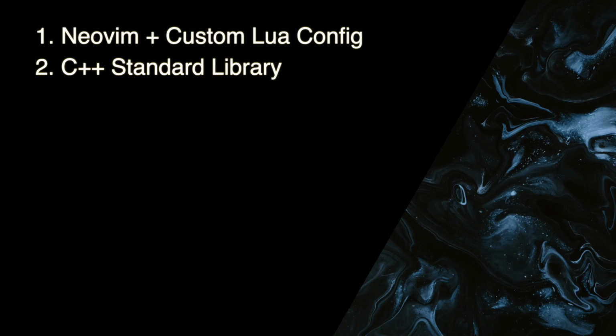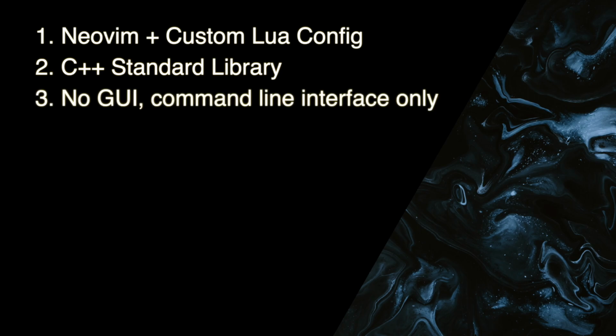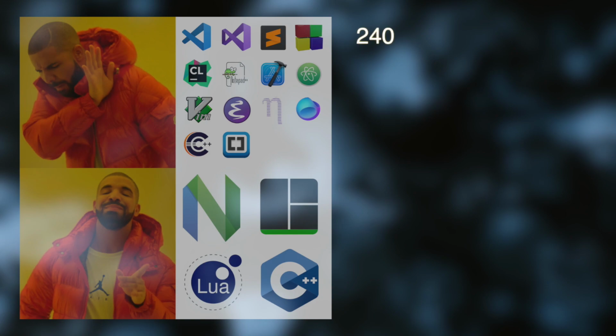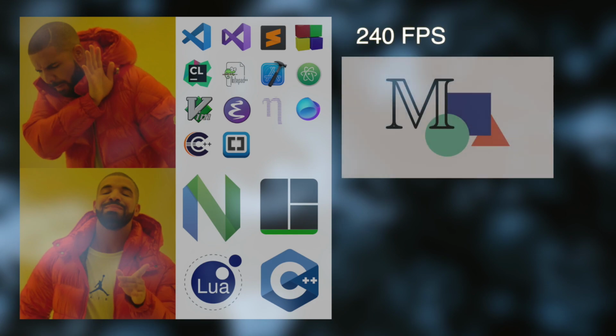However, I'm going to limit myself to 3 rules. I can only use NeoVim and my own custom Lua config, C++ and a standard library, and everything must be done via a command line interface. I also want this project to be able to run at least 240 FPS, and explain some concepts using math.